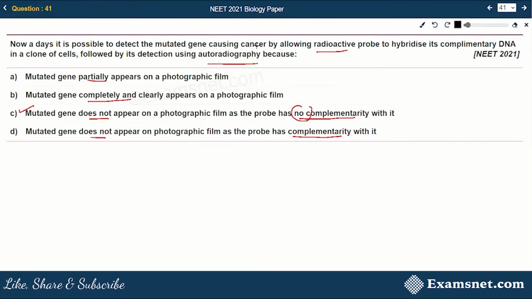Okay. So let's see what is a probe or a radioactive probe. It is a single stranded DNA or RNA that is tagged with a radioactive molecule. Okay, and this probe is allowed to hybridize to its complementary DNA in a clone of cells, followed by its detection using the technique of autoradiography. Okay, so what will happen? The clone having the mutated gene will not appear on the photographic film because the probe will not have the complementarity with the mutated gene. Okay, therefore option C is correct while the rest are false. Okay, I hope you understood this.